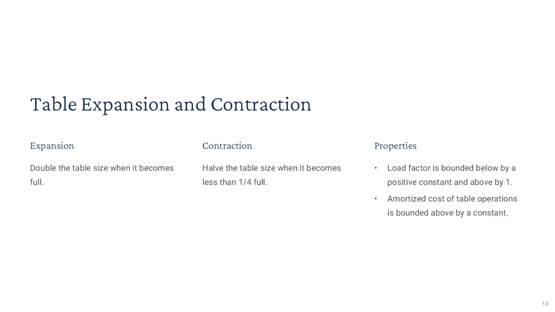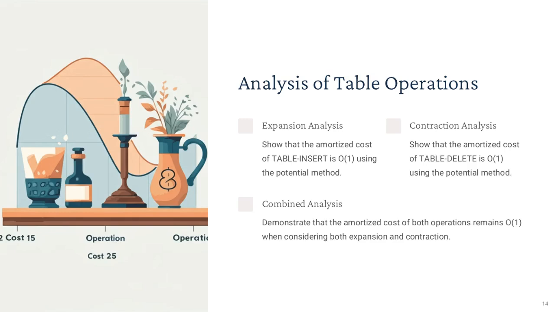By carefully managing expansion and contraction thresholds, we can guarantee that the amortized cost of table operations, including both table insert and table delete, remains constant time, or O(1). This balance between expansion and contraction ensures the dynamic table's performance is both memory efficient and computationally efficient. The combined analysis of table expansion and contraction demonstrates the power of amortized analysis. Using the potential method, we can analyze these operations to show that their amortized costs remain constant.